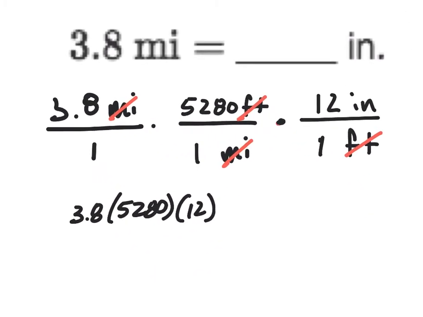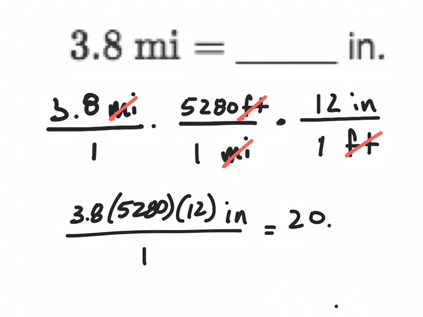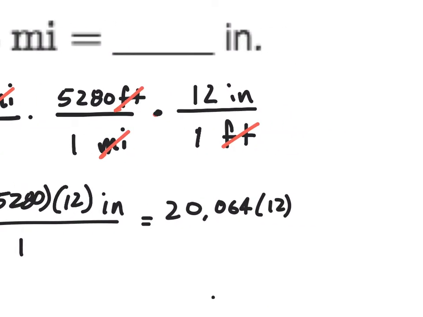And this is inches, and this is going to be over just 1. We don't really need to put that over 1, but just to keep the fraction idea there, we've got it. So let's go ahead and multiply all those numbers together. We're going to get 3.8 times 5,280, which gives us 20,064. And we're going to multiply that by 12, and that's going to give us inches.